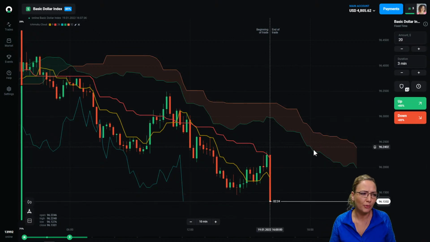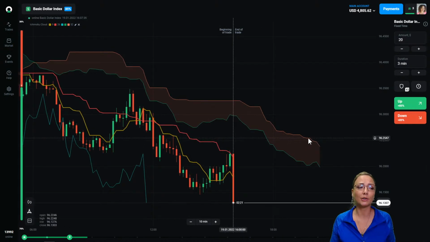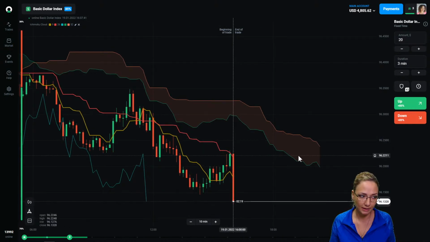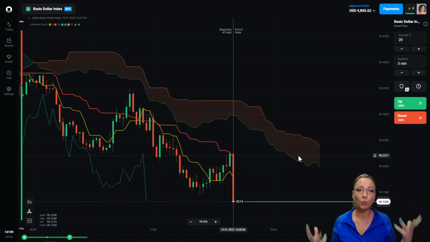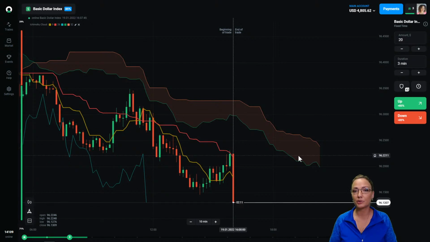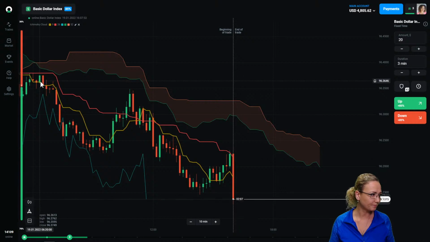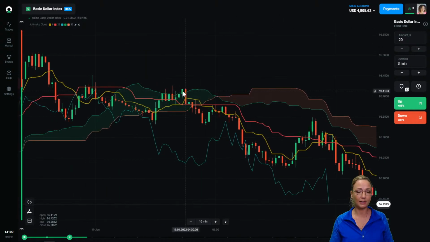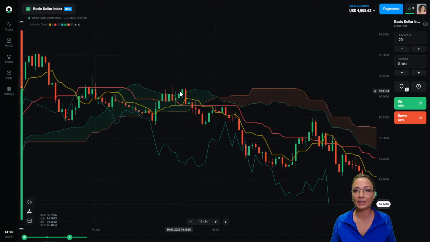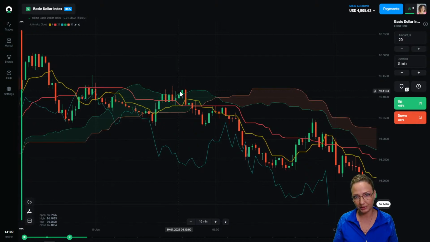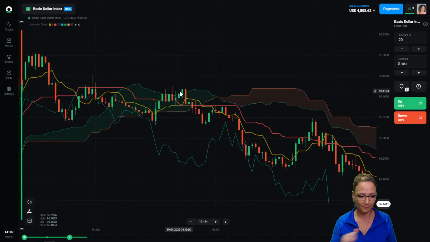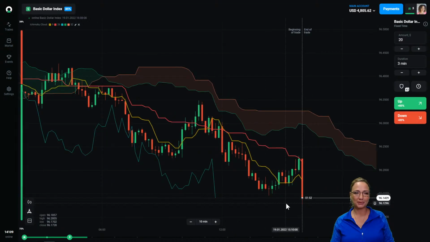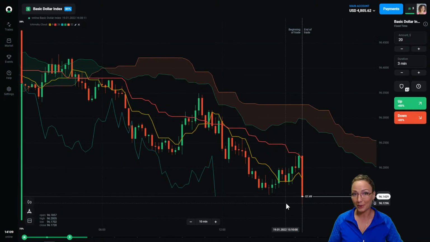Likewise, you want to remember the wider the cloud, the stronger the trend. The more narrow it becomes, the weaker the trend on the market is. And if the price is inside of the cloud, let me show you an example, something like here, this means that there is no trend and the market is flat. Generally, when you are using the Ichimoku Cloud, it's not recommended to trade when the price is inside of the cloud. So those are just a few tips and tricks for the cloud itself.